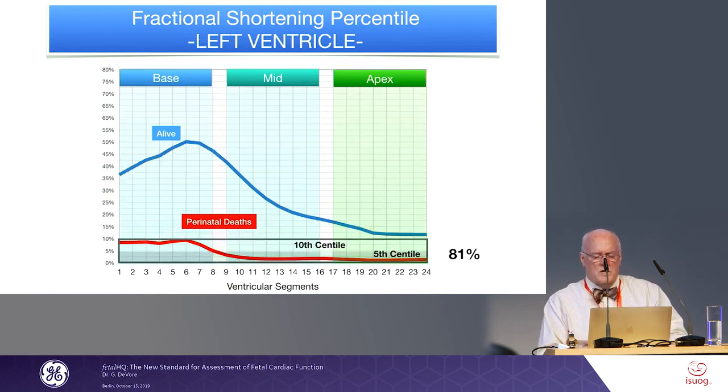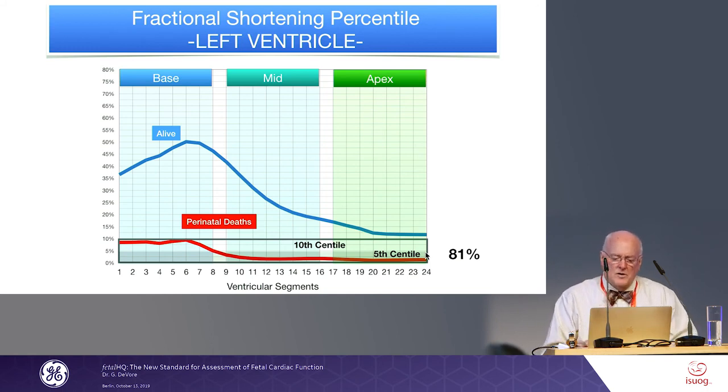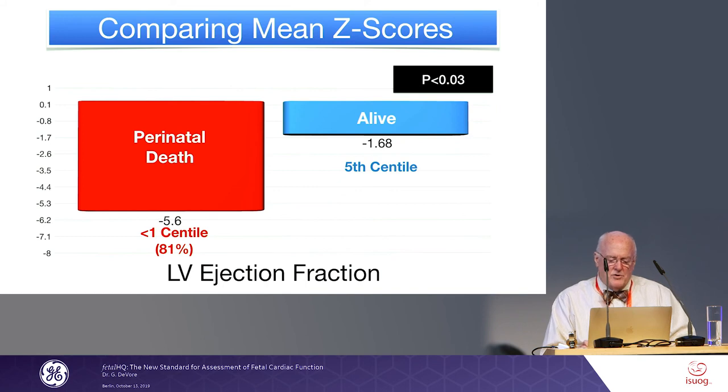This is the take-home message. Left ventricular fractional shortening, 24-segment. Look, below the 10th percentile. And from segment 9, the mid portion of the heart, hovering around the 2nd percentile. This occurred in 81% of the fetuses that died, compared to the ones that were born alive. And finally, if we look at the left ventricular ejection fraction, looking at the Z-score, what do we see? Z-score of minus 5.6. It's very, very low.